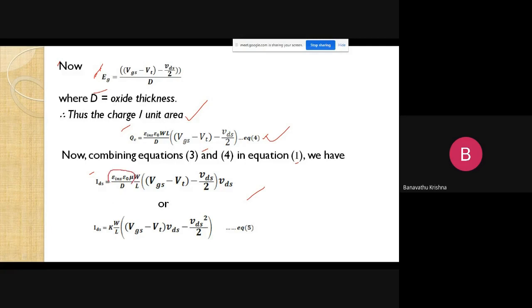For simplification, we can write epsilon insulation, epsilon naught, mu by D as K. That gives the product K into W by L into (VGS minus VT minus VDS by 2) into VDS. Multiplying VDS inside, we get (VGS minus VT) into VDS minus VDS square by 2. This is the current equation now.